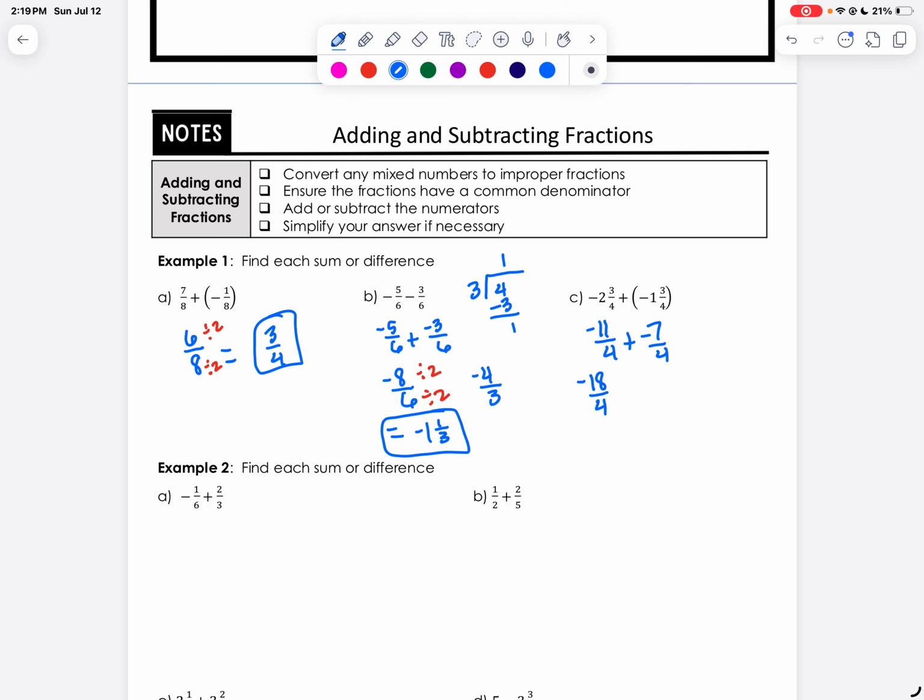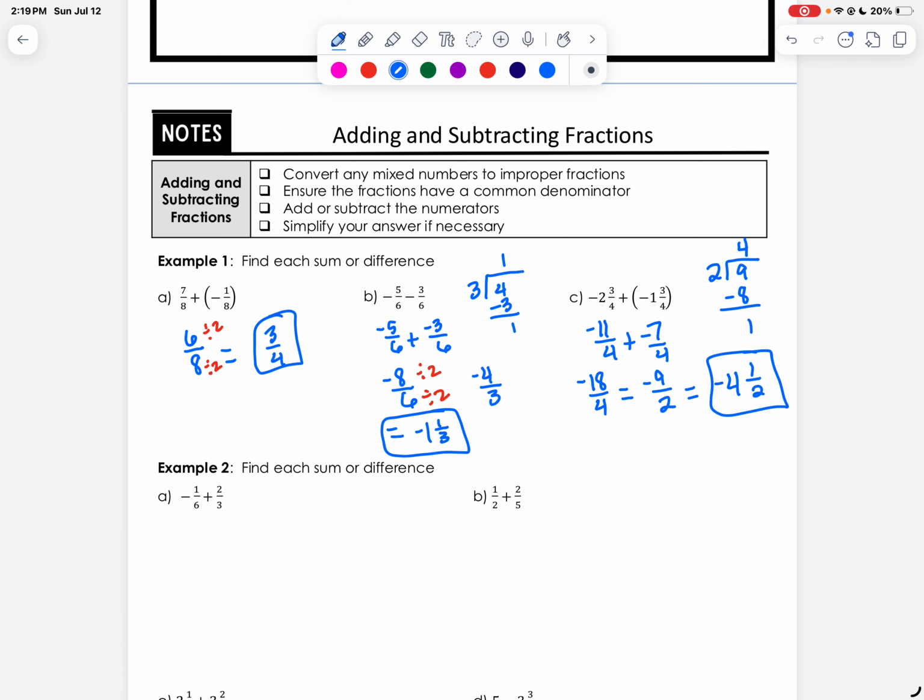-18/4. Now, those are both even, so they'll both divide by 2, so I can simplify that down to -9/2. Now, I can turn that into a mixed number by saying 2 goes into 9 4 times. 4 times 2 is 8, and our remainder is 1. So as a mixed number, this would be -4 1/2.